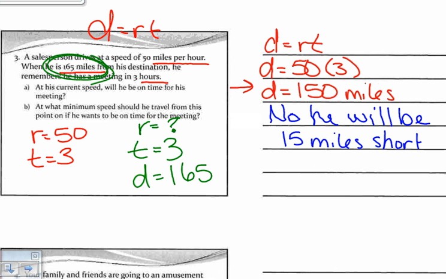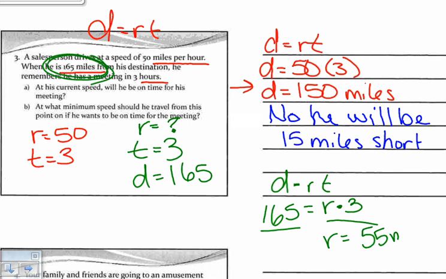So let's fill out our formula again. So D equals RT. So this time I know distance is 165. I don't know what the rate is, so let's leave that R, times T, which is still going to be 3. So let me do the same thing. What times 3 is going to give me 165? Here I find out that R equals 55 miles per hour. So he's going to have to go 55 miles per hour from now on if he'd like to make it on time.